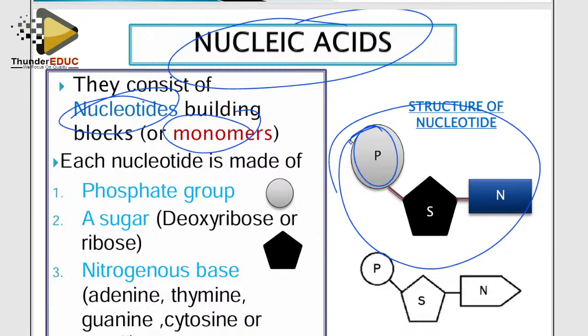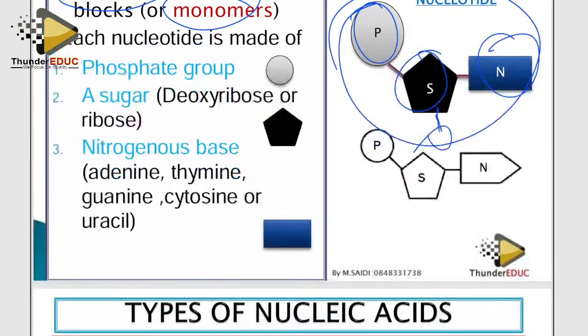Building blocks are made up of a phosphate, sugar, and nitrogenous base. If they ask you about DNA, make sure that you know that when it comes to sugar, don't say sugar, say deoxyribose sugar. And when it is RNA, be specific. Don't say sugar, say ribose sugar. I think I'm clear there. You need to know the symbol: a circle means this, this pentagon means that, and that square means that. Is it clear? Yes.